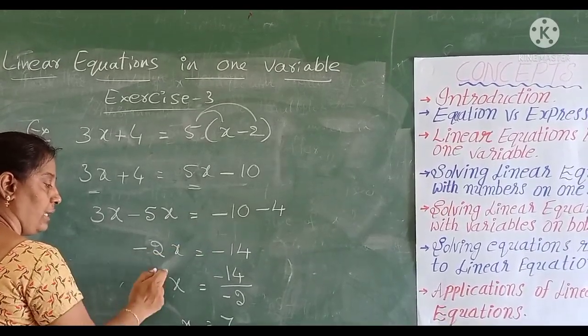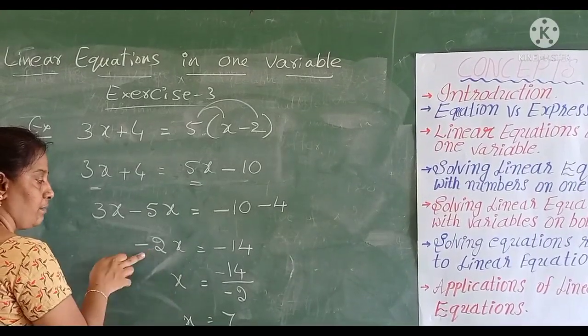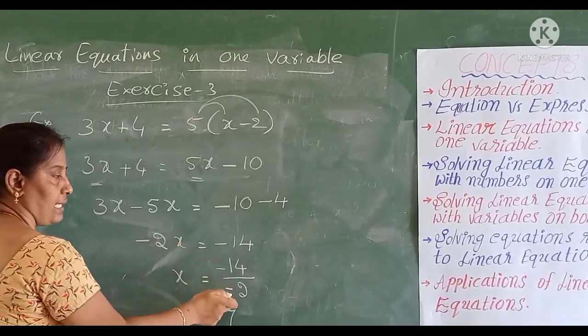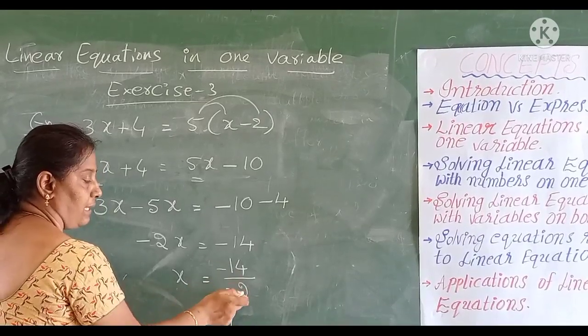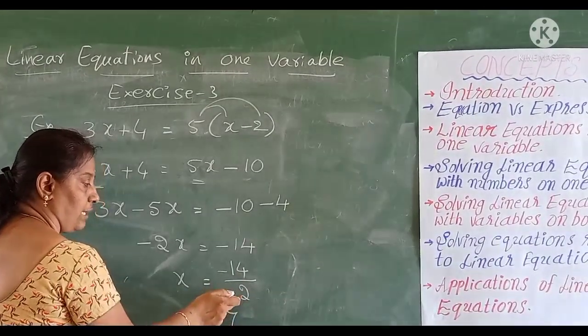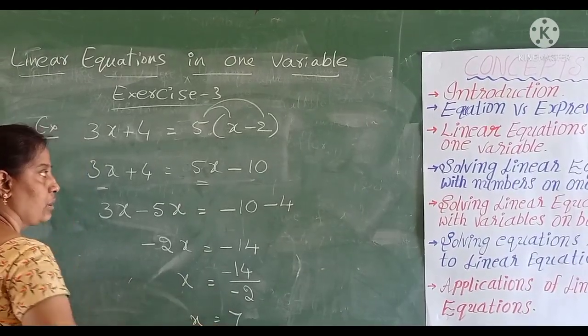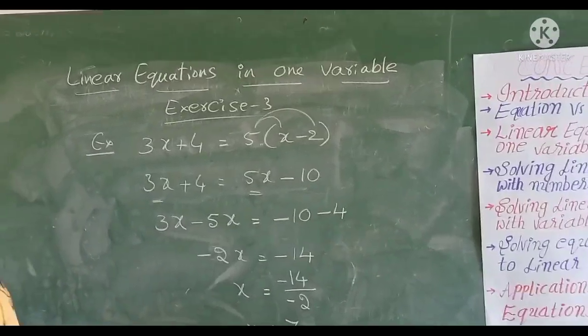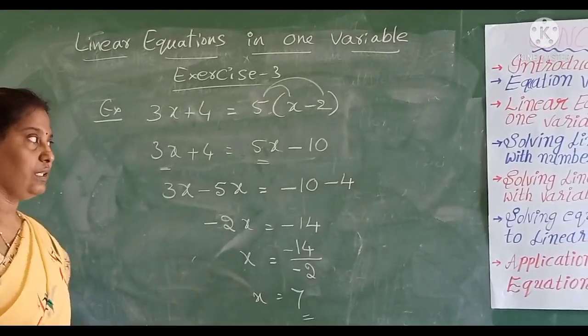We have to find only x, so we have to keep only x on the left hand side. So minus 2 will go to that side and it will become division. So minus 14 by minus 2. In the 2 table, 7 times. Minus minus will be cancelled. So x is equal to 7. Note it down now. Moving to the next question.